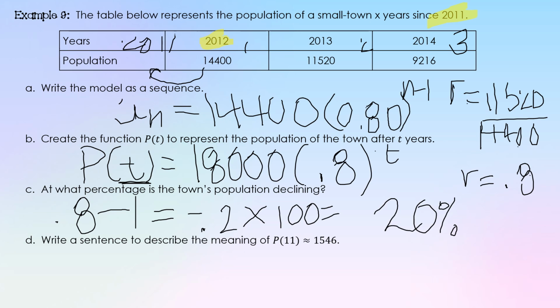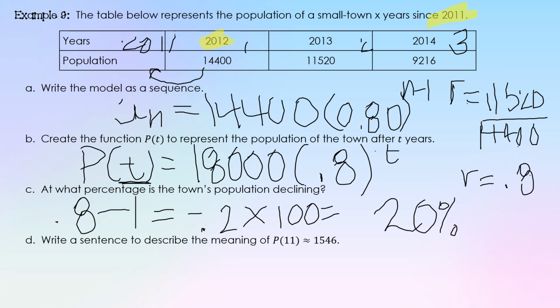And then write a sentence to describe the meaning of P of 11 is approximately 1,546. I'm not going to write it since my pen is not working quite well, but I will describe and give you a sentence, and sometimes you can take 2 sentences if you'd like. So first of all, let's kind of dissect. The 11 is talking about the years since 2011. So if we start in 2011 and 11 years pass, we're in 2022.